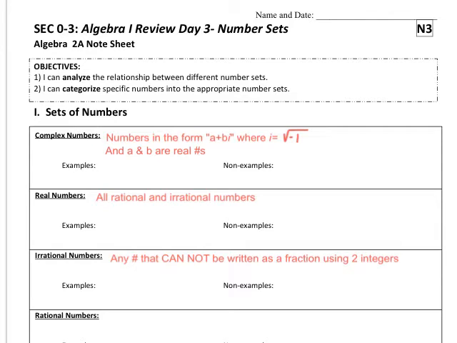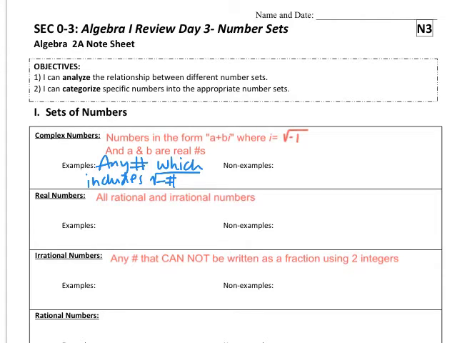So some examples that we could come up with for complex numbers would be any number which includes a negative square root. So a negative number under a square root symbol. We know that the square root of any number is going to be positive, but this is a situation where the number underneath the square root itself is a negative number. So that's what a complex number is.